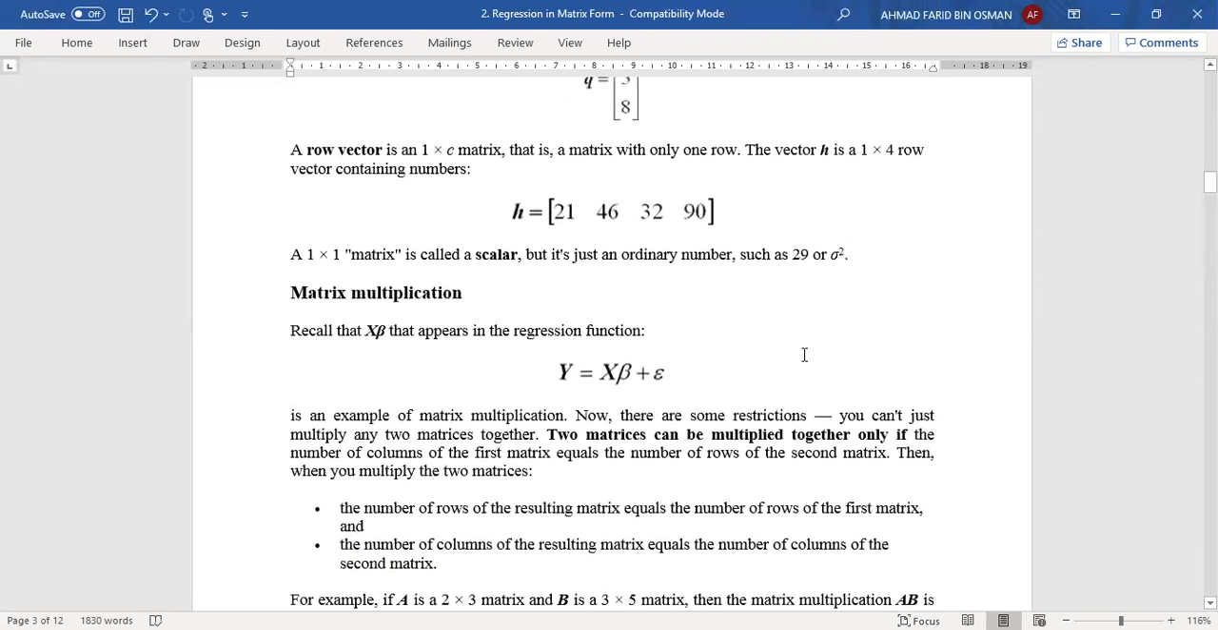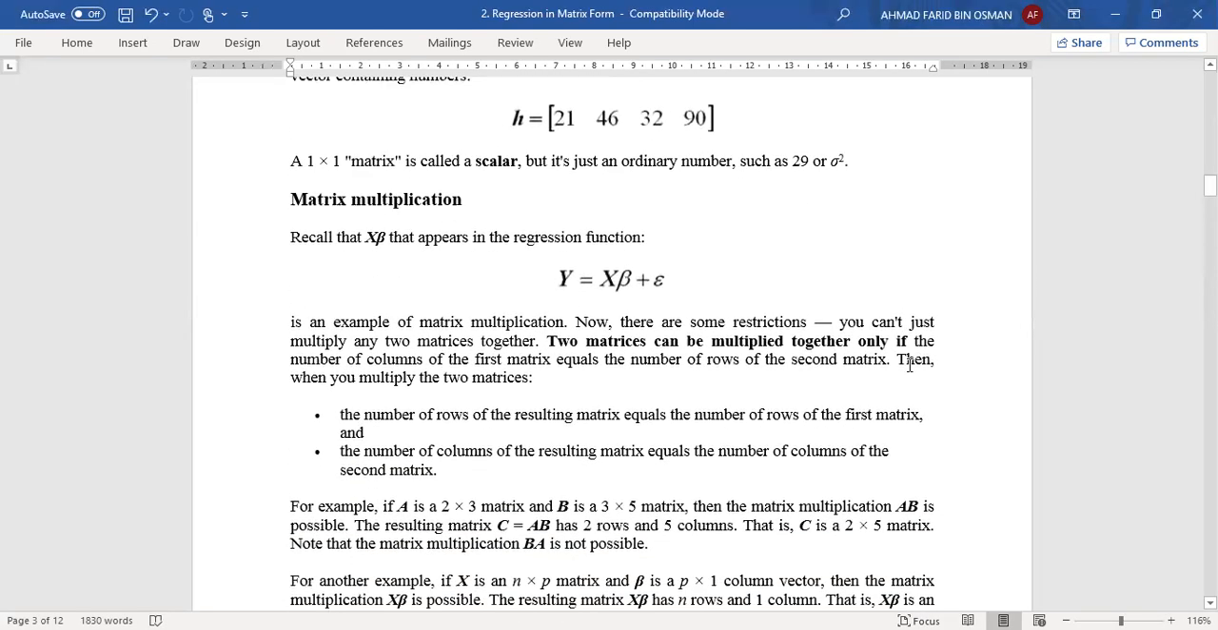And then matrix multiplication. You learned this before. Two matrices can be multiplied together only if the number of columns of the first matrix equals the number of rows of the second matrix.